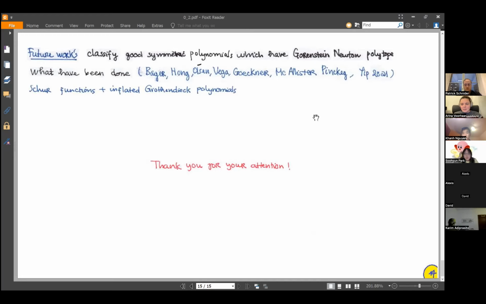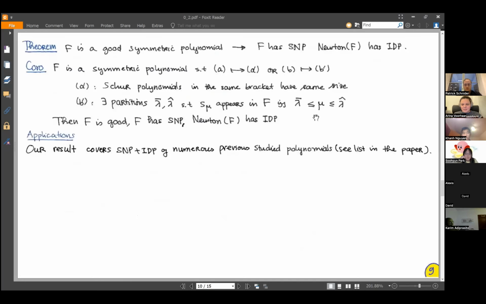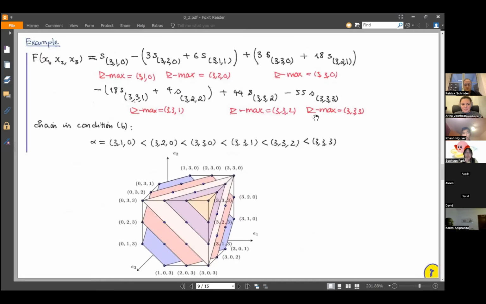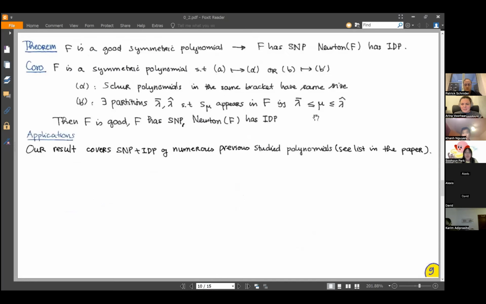Can I just ask a quick question? Yeah, sure. So going back to your theorem about good symmetric functions and the Newton polytope in IDP, can you say anything about, I don't know if a converse makes sense, but if you have a Newton polytope with IDP, what can you say about this decomposition into Schur polynomials?